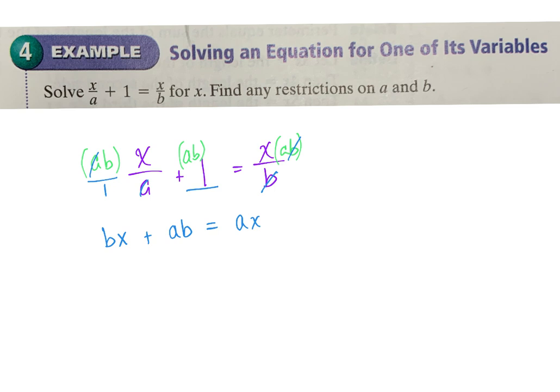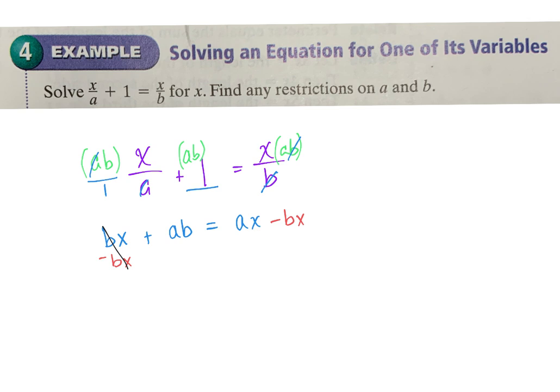This is going to be easier to deal with than all of those denominators. So now I'm trying to solve for X. When you're solving for this and you have multiple X's showing up, you need to get them on the same side of the equation. So I am going to move this BX over.